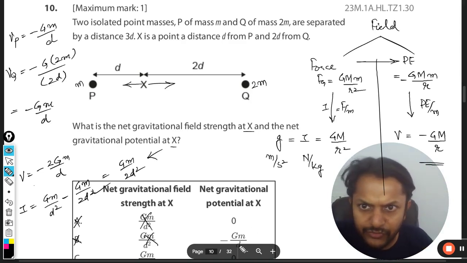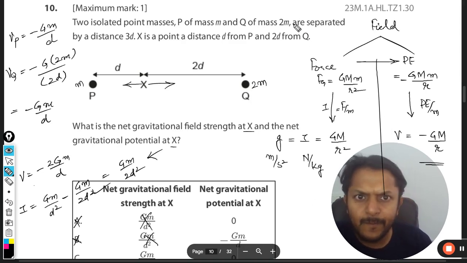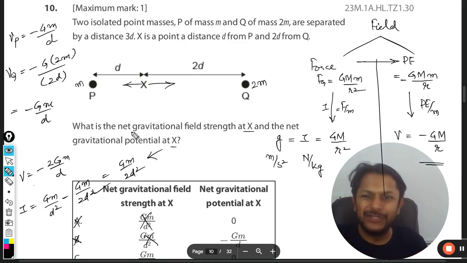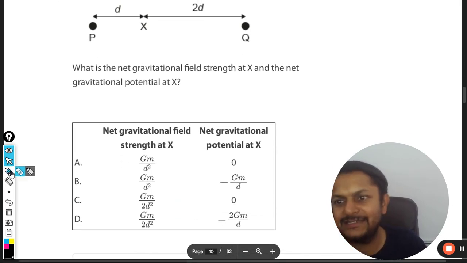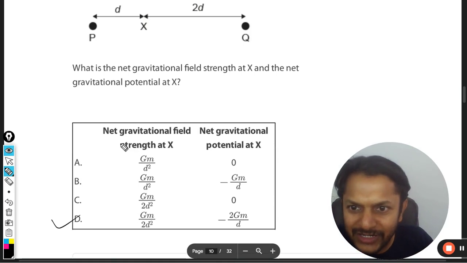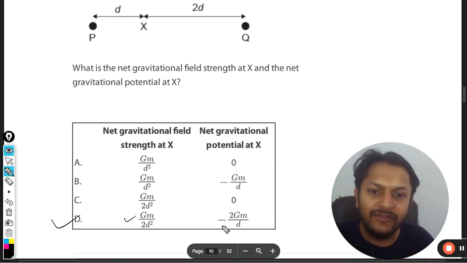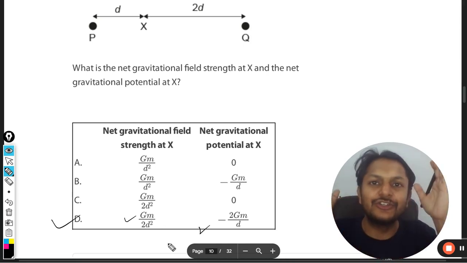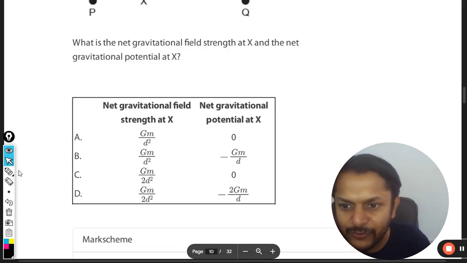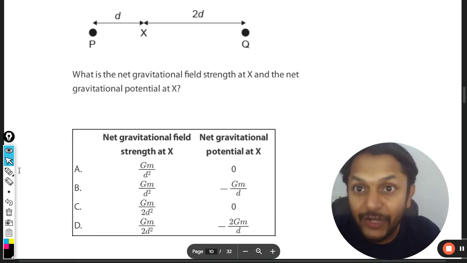I believe I am absolutely correct. Okay, let's see the options. Yes, D will be the correct answer. As you can clearly see, the net gravitational field strength is given by GM by 2d square, and the net gravitational potential is twice of GM by d, and still it is negative. So this is how we do it. Let us see what is the answer given in the mark scheme. And yes, the mark scheme also says that the answer is D. This is how we do this.